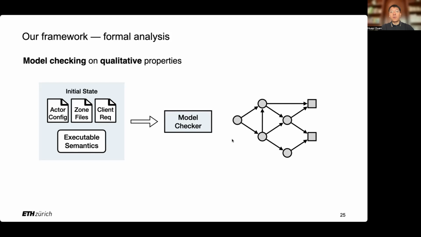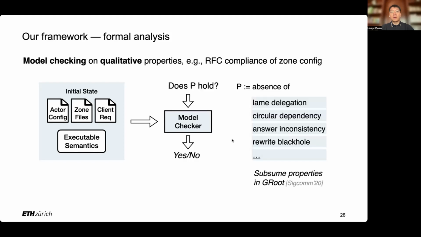A more useful type of formal analysis is model checking, which explores all execution paths for a given initial state. For this, we can again use Maude's built-in model checker, and the properties to check here are generally qualitative. For example, whether a given zone configuration is RFC compliant. This includes checking misconfigurations like lame delegation or secret dependency. We have predefined a library of properties, including all those supported by Groot.